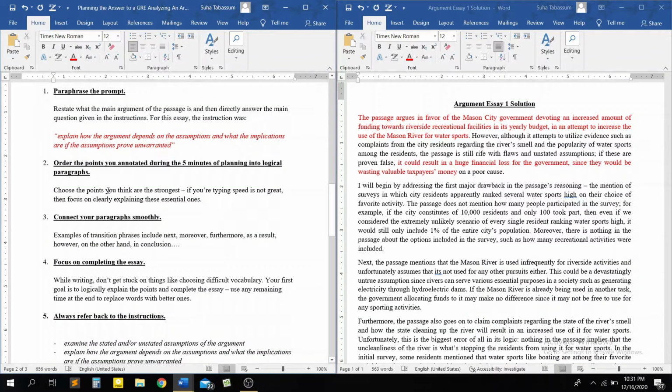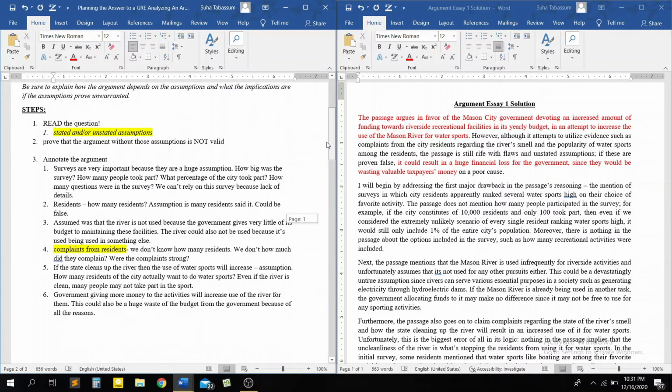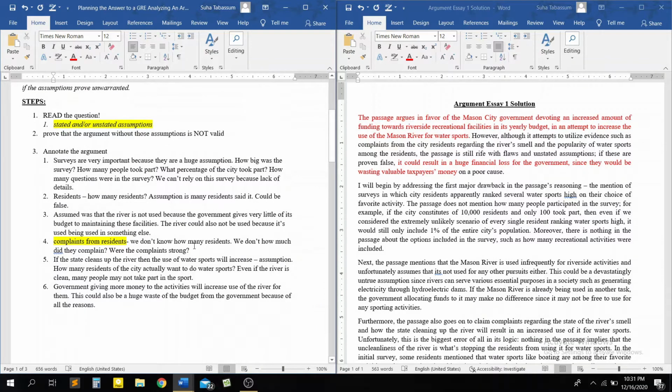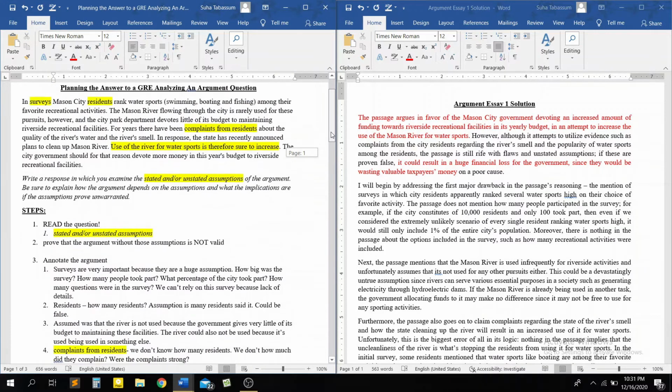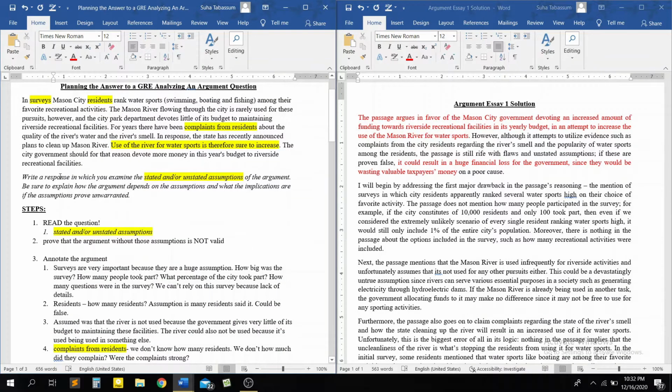Next, you have to order your body paragraphs. So I mentioned before in our previous video that every essay has to have an introduction, some body paragraphs, and a conclusion. So the points that we found during our planning stage, these 1 to 6 points, you are going to have to arrange into organized body paragraphs. And I did that here. For example, the first point that we had was the surveys that were mentioned in the argument, that the residents took part in surveys. And the problem we found, the unstated assumption we found, was that the surveys were very vaguely mentioned. We don't know how many people took part, what percentage of the city took part, how many questions were in the survey.